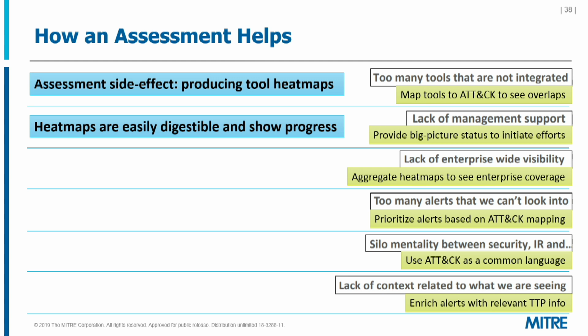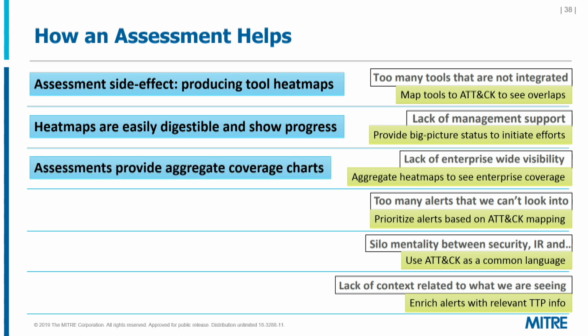You can also use a heat map to say, hey, if I start rolling in this data source, this is what my coverage is going to look like in the future. That can be great to bubble up to management and start getting support for different efforts you want to prioritize. Assessments also provide those smaller coverage charts for different tools, different things that can help you understand where your gaps are in visibility.